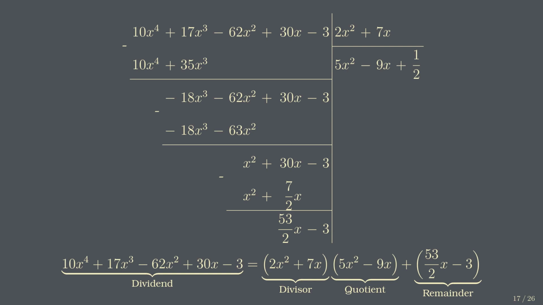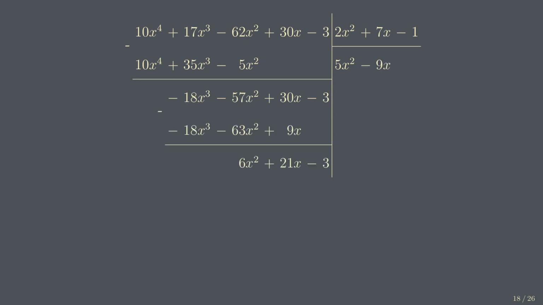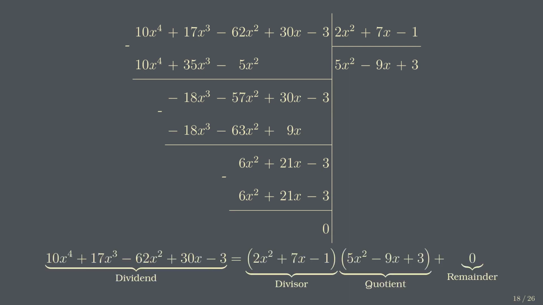Okay, let's take a look at another one. In this case, you keep f(x), but you modify g(x) a little bit by adding -1 to the formula, and you do the same computation all over again. Now when you arrive at the end, you see that the remainder in this case is 0. So the remainder does not contribute anything to the dividend, and the dividend is the product of the divisor and the quotient.